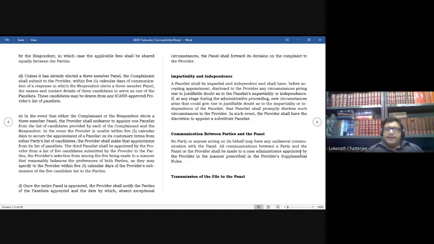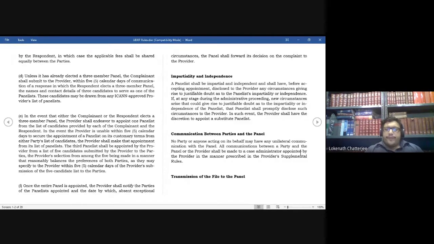Now, impartiality and independence, this is something which we've seen with a mediator, with a conciliator, also with an arbitrator. They will disclose, and this is very interesting, this phrase has been incorporated post the 2015 amendment in our local Arbitration and Conciliation Act 1996. So we'll have to disclose to the provider any circumstances giving rise to justifiable doubts as to the panelist's impartiality or independence. If such circumstances arise, the panelists would have to disclose that.